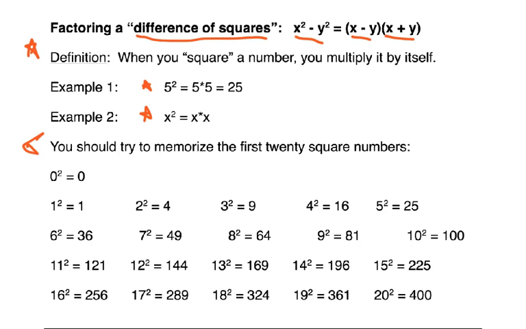You should be able to recite 0, 1, 4, 9, 16, 25, 36, 49, 64, 81, 100, 121, 144, 169, 196, 225, 256, 289, 324, 361, 400. The more familiar you become with these numbers, the easier these types of math problems will become.